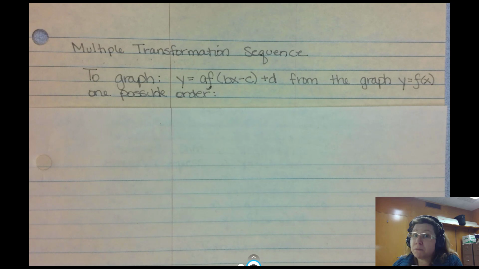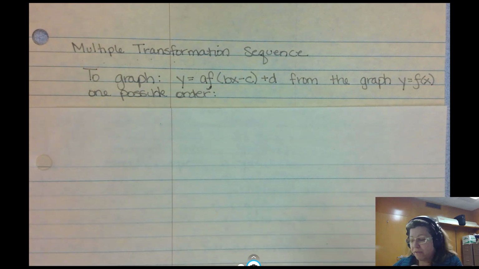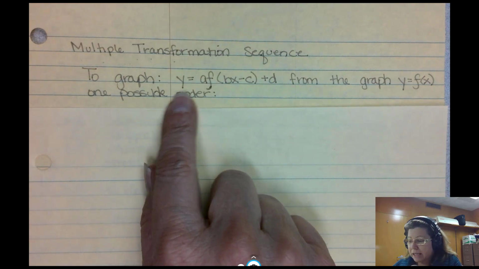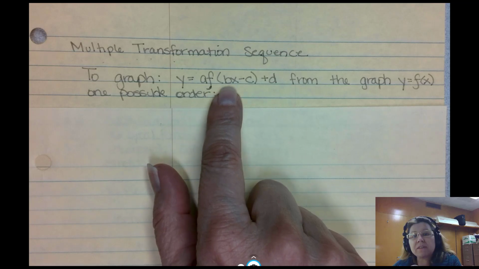All right, you have come to the point that this all culminates to. We're going to put all of this together. We're going to put vertical shifts, horizontal shifts, reflections, stretches, horizontal stretch, horizontal compression, vertical stretch, and vertical compression, all in one problem. And we're going to figure out what is the possible order of dealing with a problem like y equals A times F of B times x.